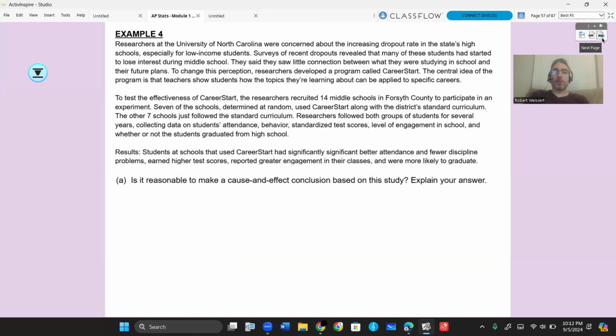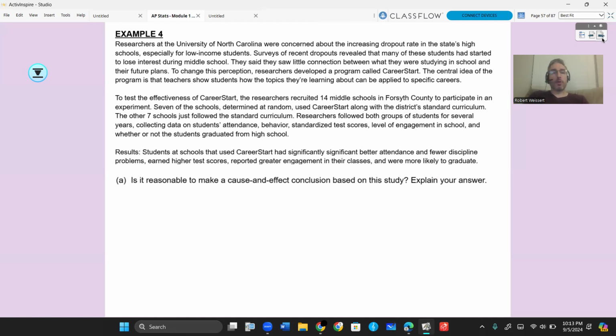Researchers at the University of North Carolina were concerned about the increasing dropout rate in the state's high schools, especially for low-income students. Surveys of recent dropouts revealed that many of these students had started to lose interest during middle school. They said that they saw little connection between what they were studying in school and their future plans. To change this perception, researchers developed a program called Career Start.